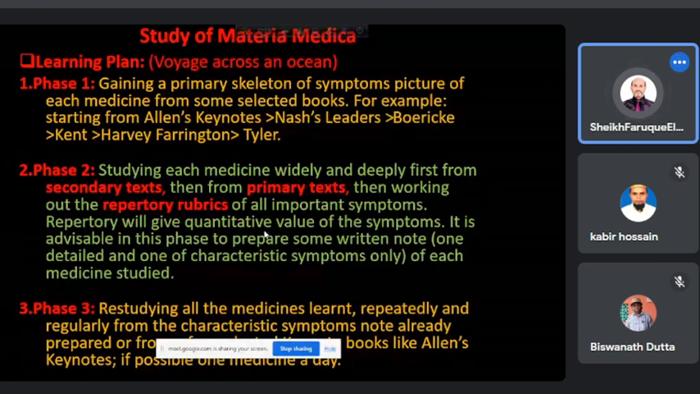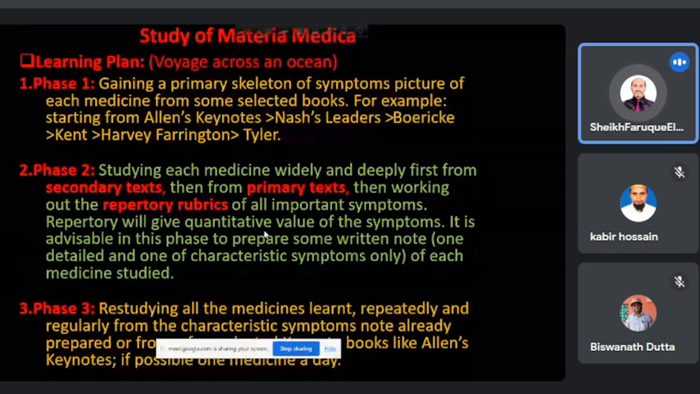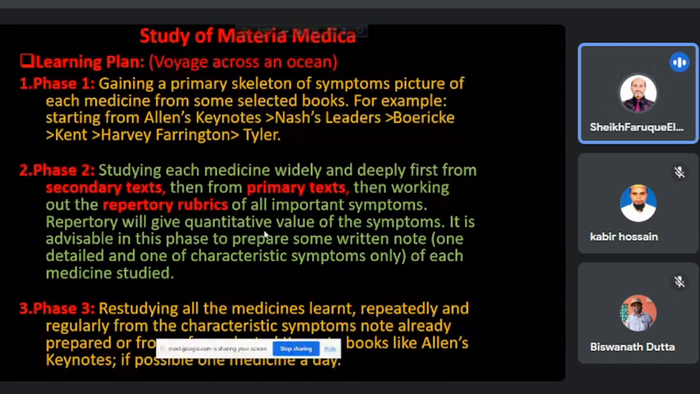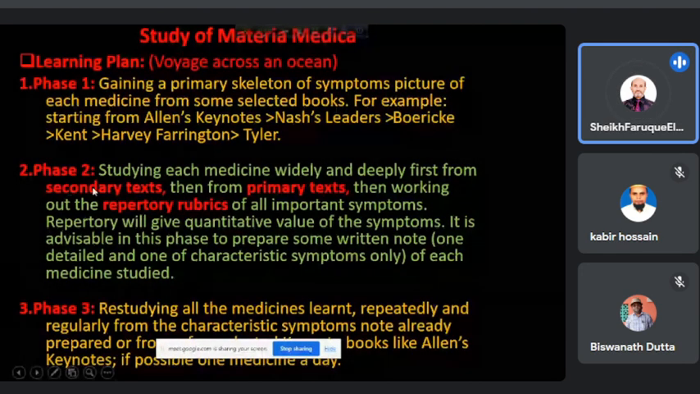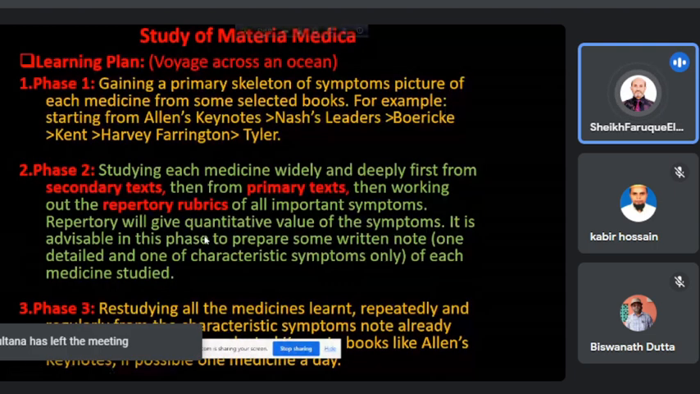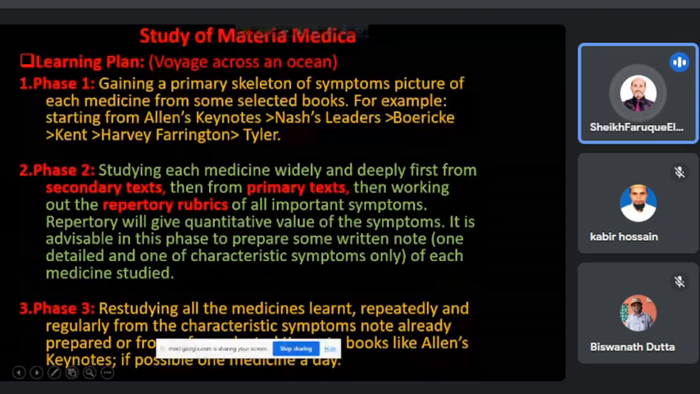And at the same time, after finishing the study, finishing the long note, you make a small note. It is the essence of the remedy, so that you can study this medicine again and again, only in this small note, to memorize its important symptoms. So in the second phase, you will have to study secondary text first, then primary text with repertory rubrics, and you will have to make two notes, one long note, one short note. Then you come to phase 3, your study of materia medica.